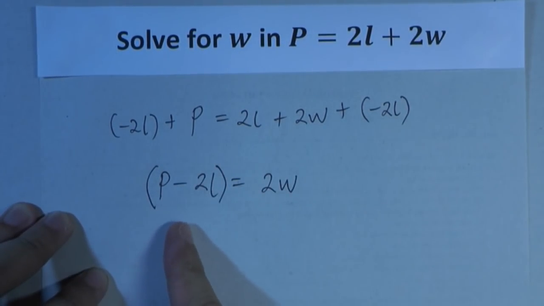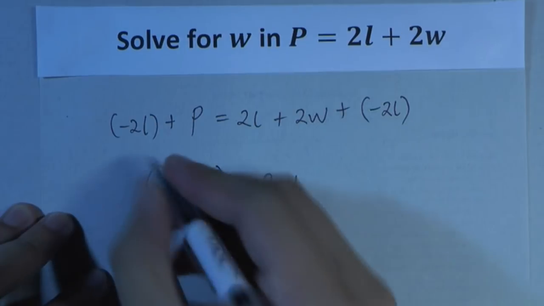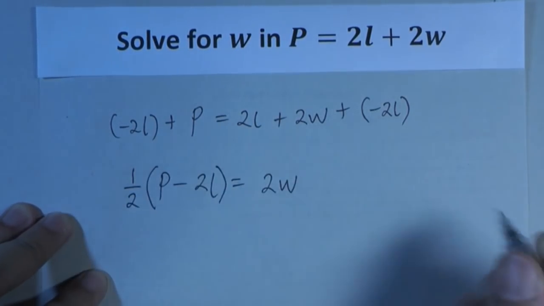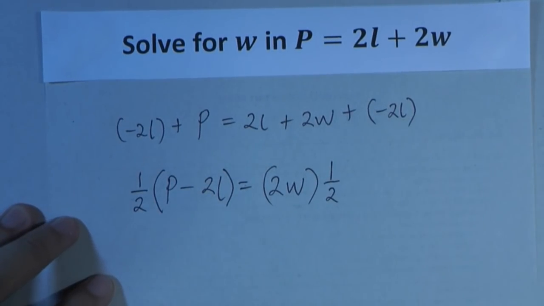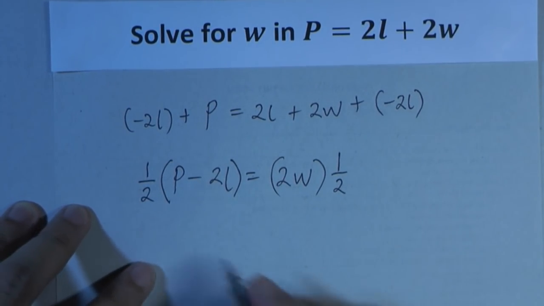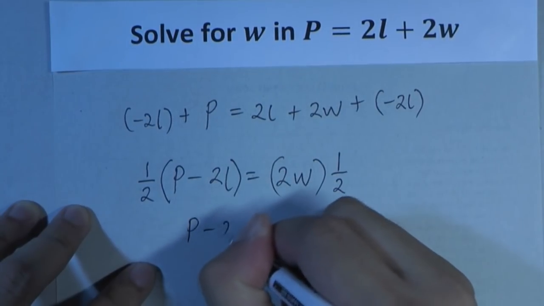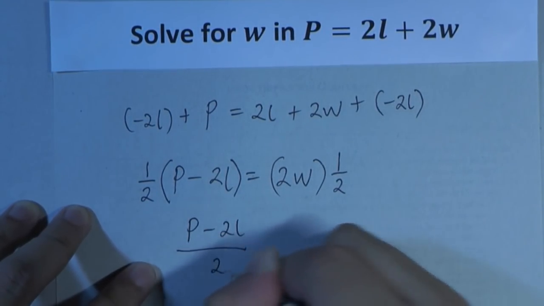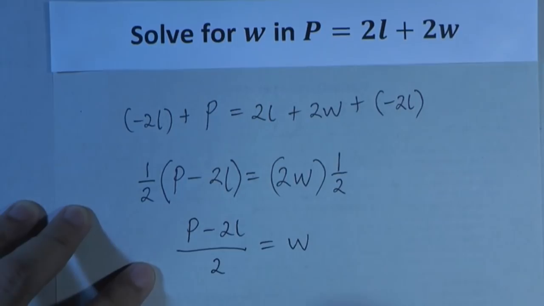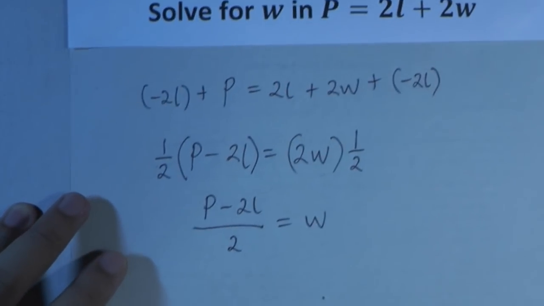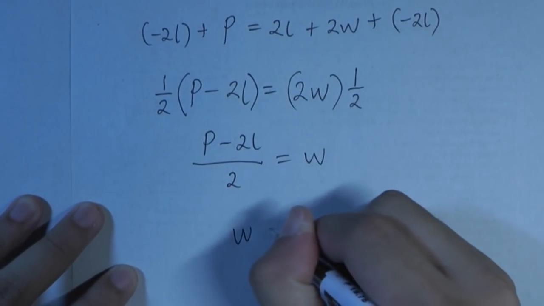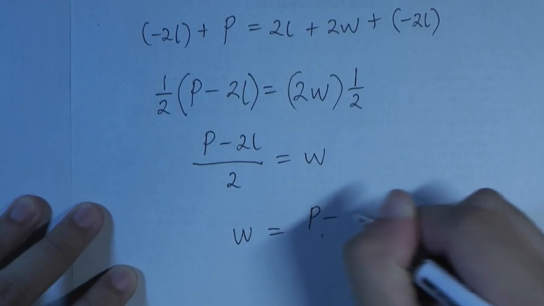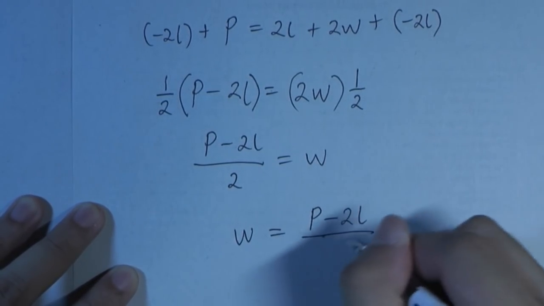Remember your grouping symbol so you don't forget to use DPMA. Multiply that by 1/2, and I multiply this side by 1/2. Doing so results in P minus 2L over 2 equals W. You can still apply your symmetric property and flip the sides of the equation, and you will have W equals P minus 2L over 2.